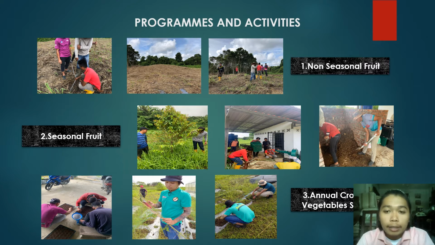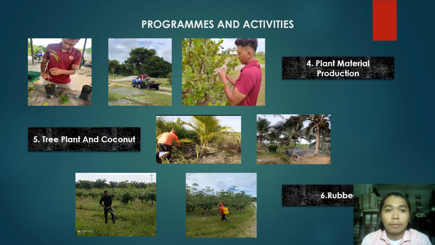The third section is annual crop and vegetable section. We learn more about vegetable crops such as cangkok manis, asparagus, ubi kayu, and terong asam. Activities that we are making are sowing terong asam seeds and transplanting an asparagus plant into a poly bag. For the fourth section, plant material production, we learn about durian grafting. There are three types of grafting, which are bud grafting, side grafting, and tooth grafting.